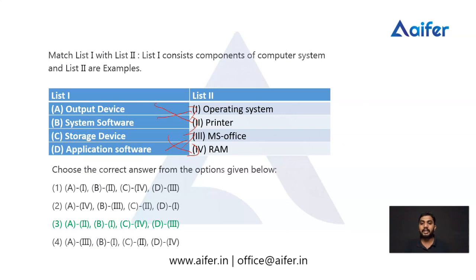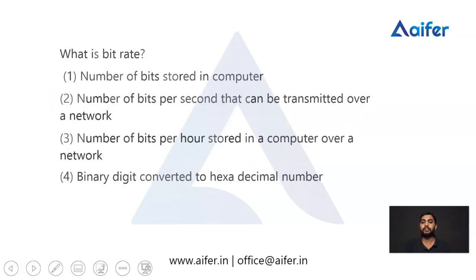We know that printer is an output device, and operating system is system software, and MS Office is an application software, and RAM is the storage device. So let's move to the next question.